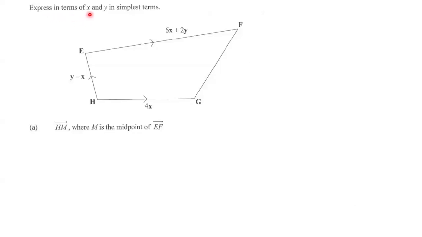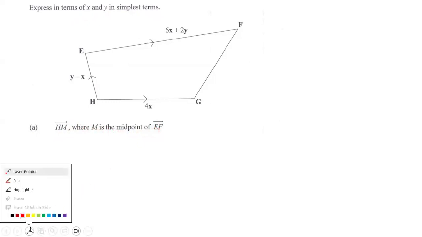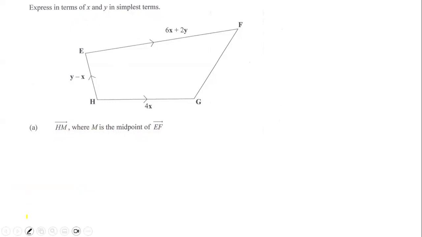Express in terms of x and y in simplest terms, HM, where M is the midpoint of EF. What they're telling us is that M is not drawn on this diagram, but let's draw M. M is the midpoint of EF, so that means M is going to be in the middle.